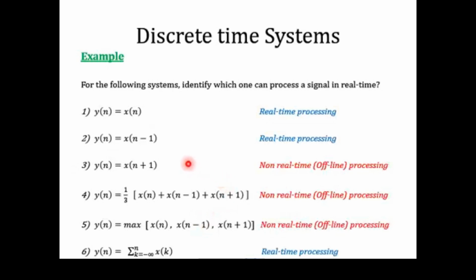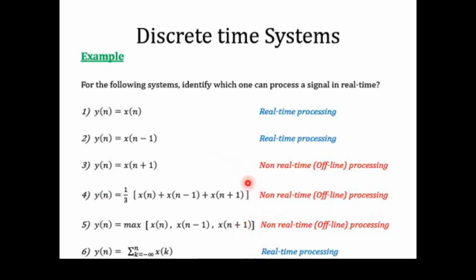You just have to observe whether the current output value of our system depends upon the future samples of input or not. If the current output of a system depends on the future samples of input, then such systems cannot support real-time data. So as you can see, in the third, fourth and fifth system, the current output value depends on the future samples of our input. So these three systems cannot handle our signal in real time.